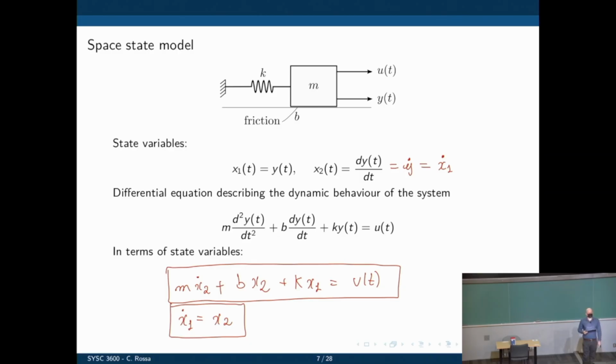Any questions so far? Are we okay with rewriting this equation with the state variables? Is there anything that needs further clarification before we move on? No? All right. No questions? Yeah.